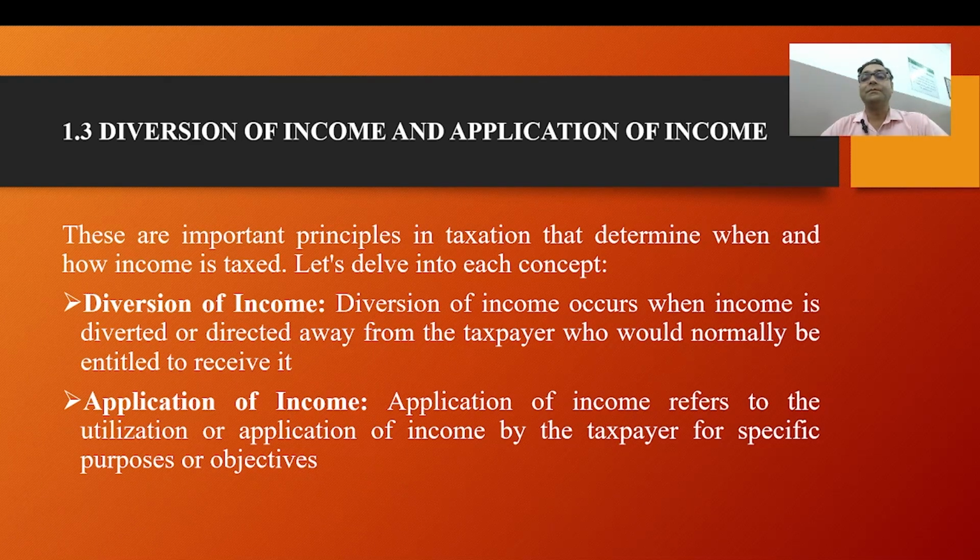Under the Income Tax Act 1961, tax authorities scrutinize these arrangements to ensure that income is properly attributed and taxed according to the principles of tax law. For example, if a taxpayer diverts income to a family member with no genuine intention of control over it, tax authorities may deem it a diversion of income and attribute the income back to the taxpayer for tax purposes. Similarly, if income is applied for personal benefit or retained by the taxpayer, it is generally taxable as income in their hands.